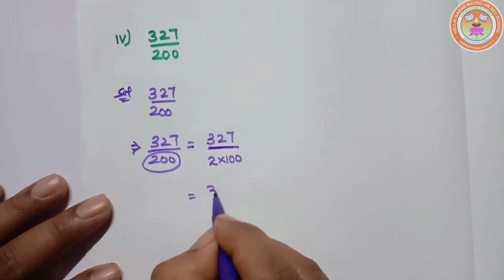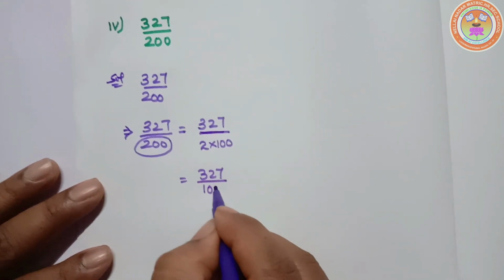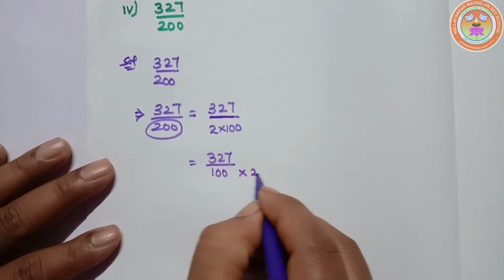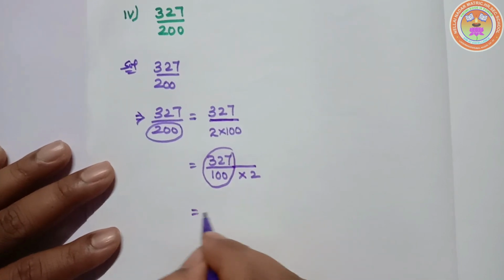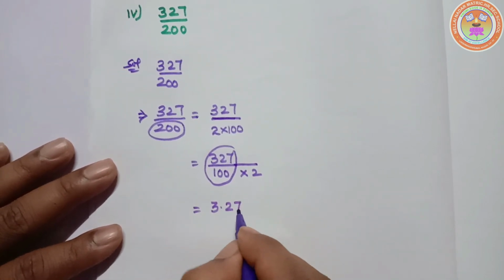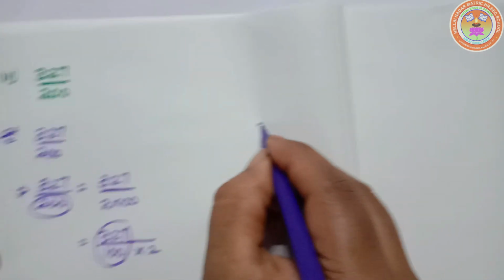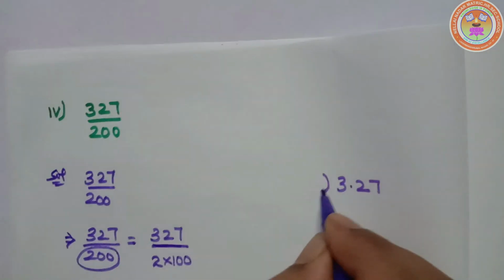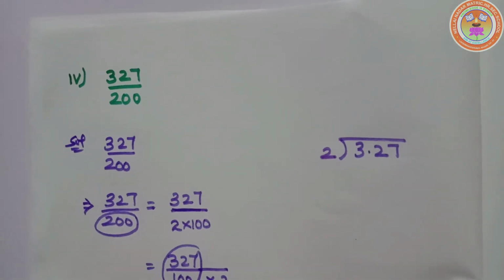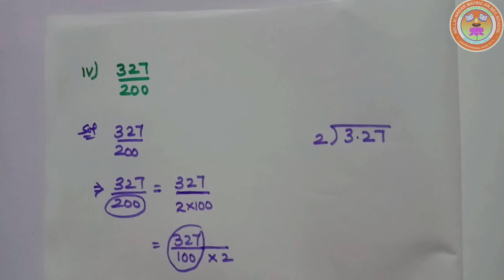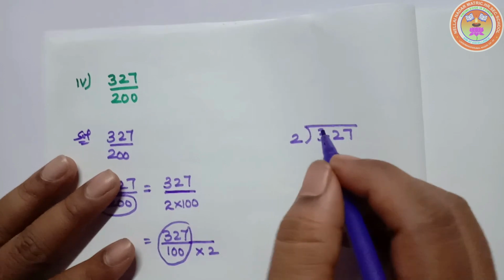That means 327 by 100 into 2, right? Now for this 327 by 100, I can make it as 3.27 divided by 2. So now I am going to divide 3.27 divided by 2. When you get remainder 0, we can say it is terminating decimal. If it is not 0, it is continuing, then you can say it is non-terminating and recurring decimal.